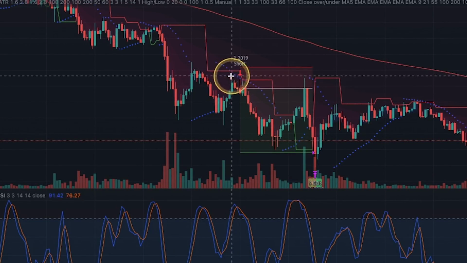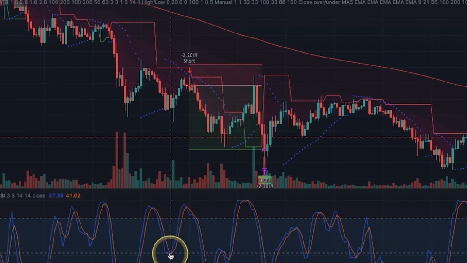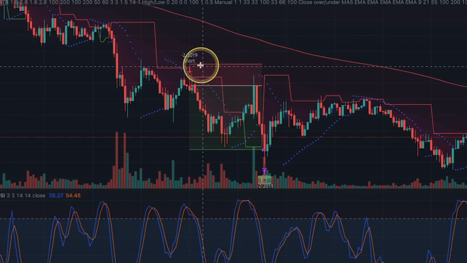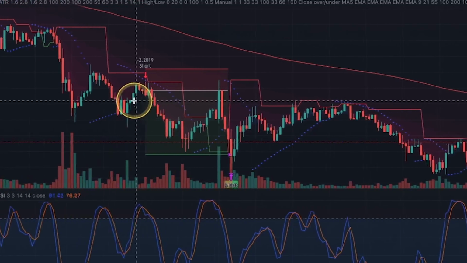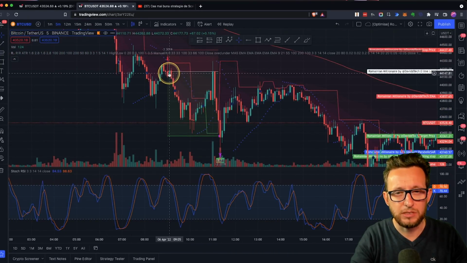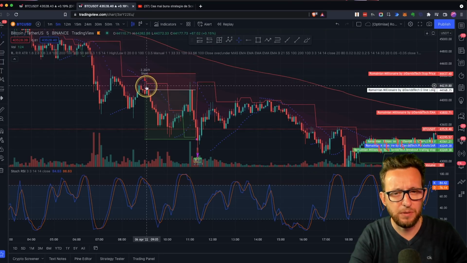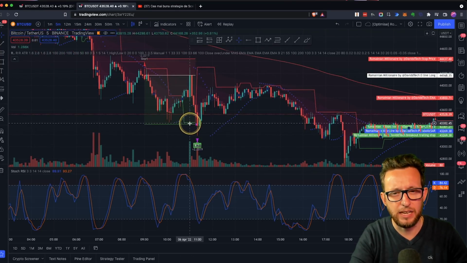We have the Parabolic SAR represented by these blue dots here. And we can't see it, but the stochastic RSI is actually coded in there as well. So as you can see, we have our first entry here, which was a short, which was the one that I represented earlier. So we have our perfect entry, and as you can see, this one has a win.